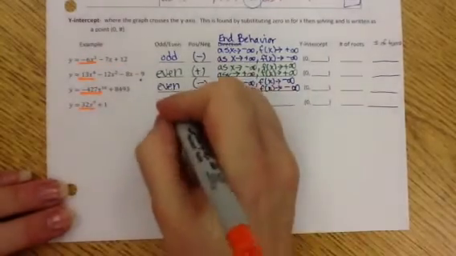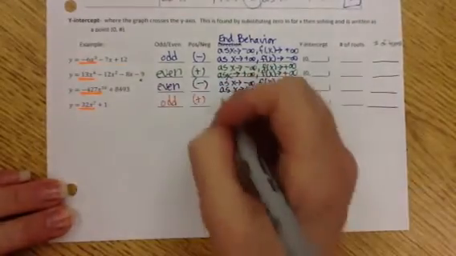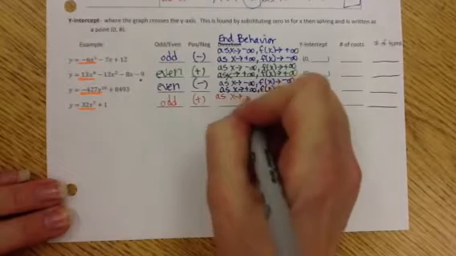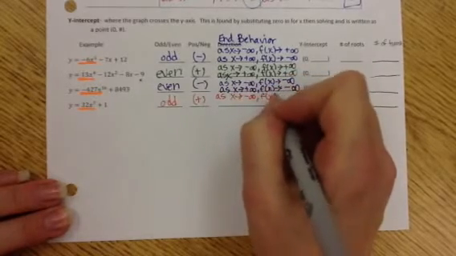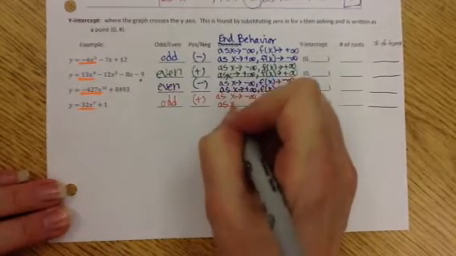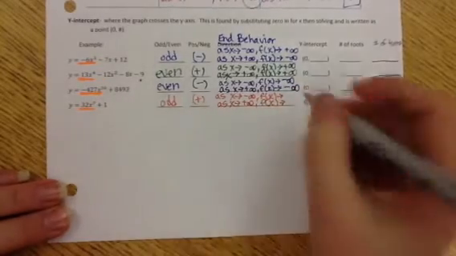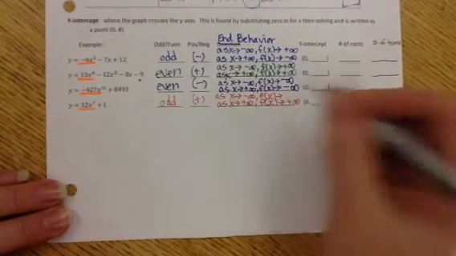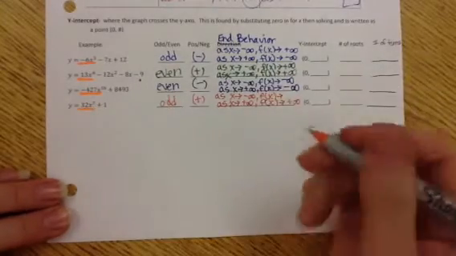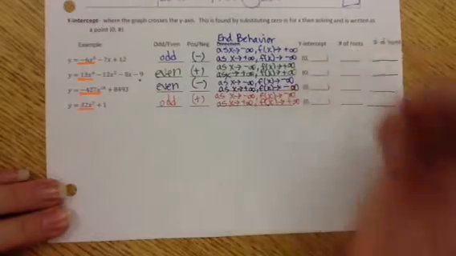And then this last one, the degree is 7, which is odd. Leading coefficient is 32, which is positive. So if we fill out as x goes to negative infinity, f of x goes to. As x goes to positive infinity, f of x goes to. So positive means the right end is going up, and odd means they go opposite directions, so the left end will be negative infinity.